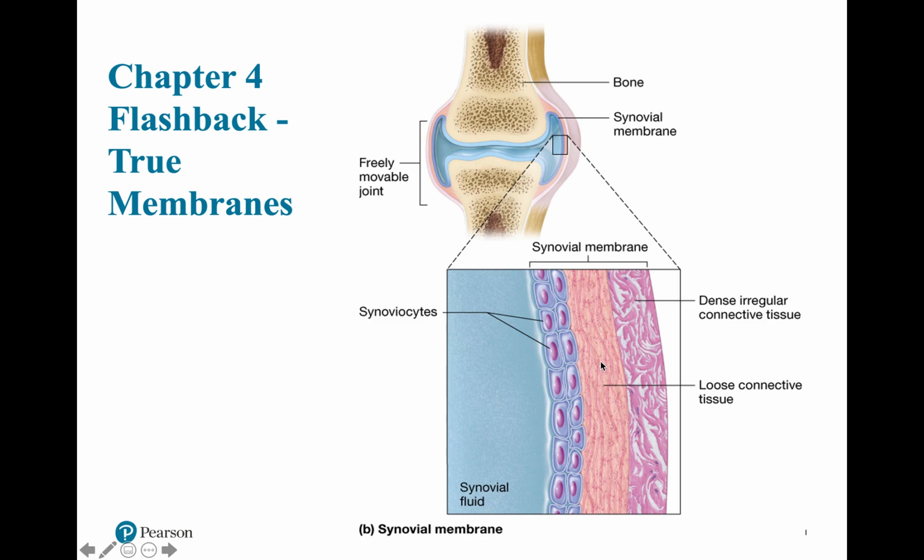Loose meaning it can be very well vascularized. And we have these modified fibroblasts called synovicites. And these modified fibroblasts will secrete new synovial fluid and reabsorb old synovial fluid. So there's constantly this recycling of synovial fluid, new being produced, old being reabsorbed, back and forth, okay?